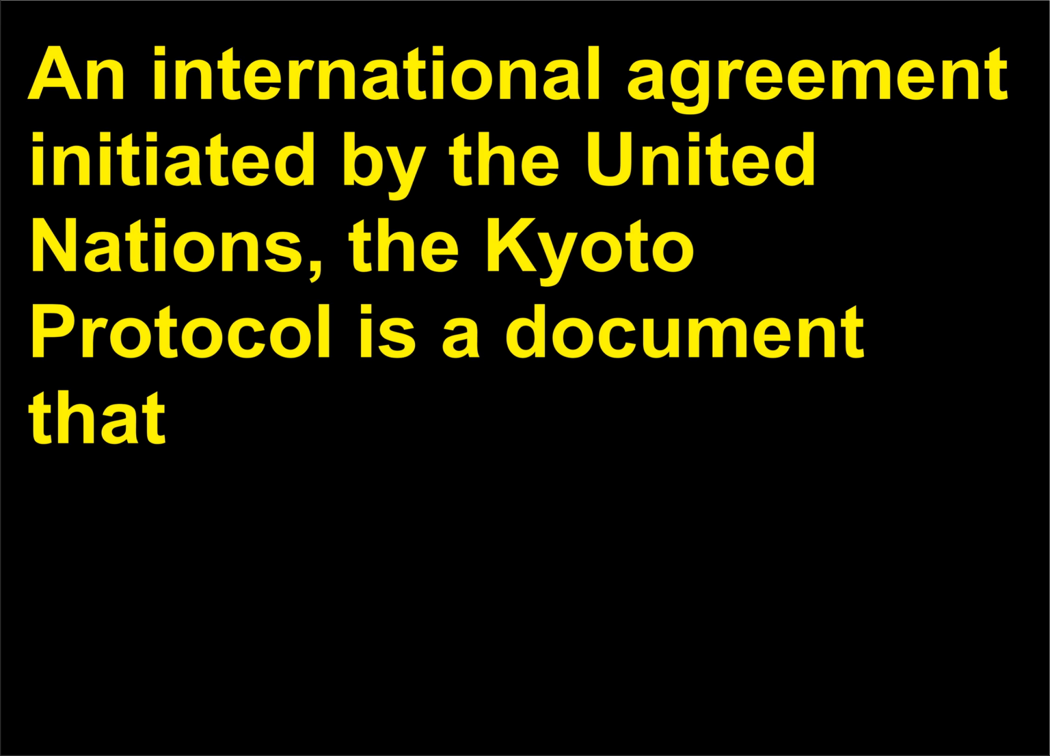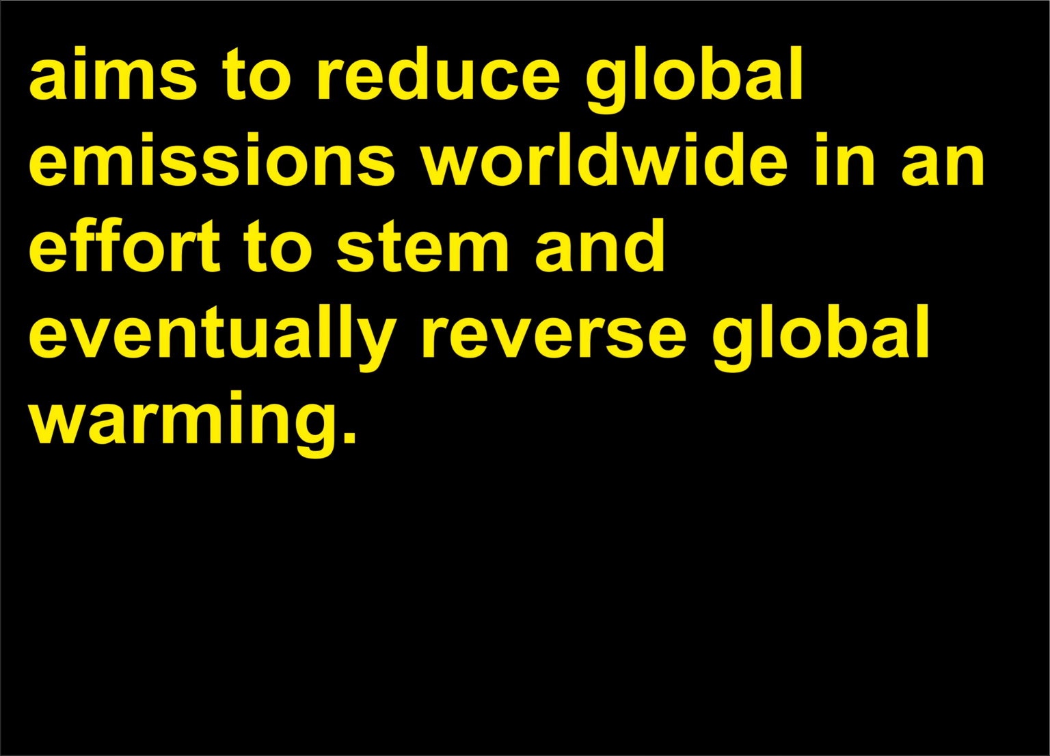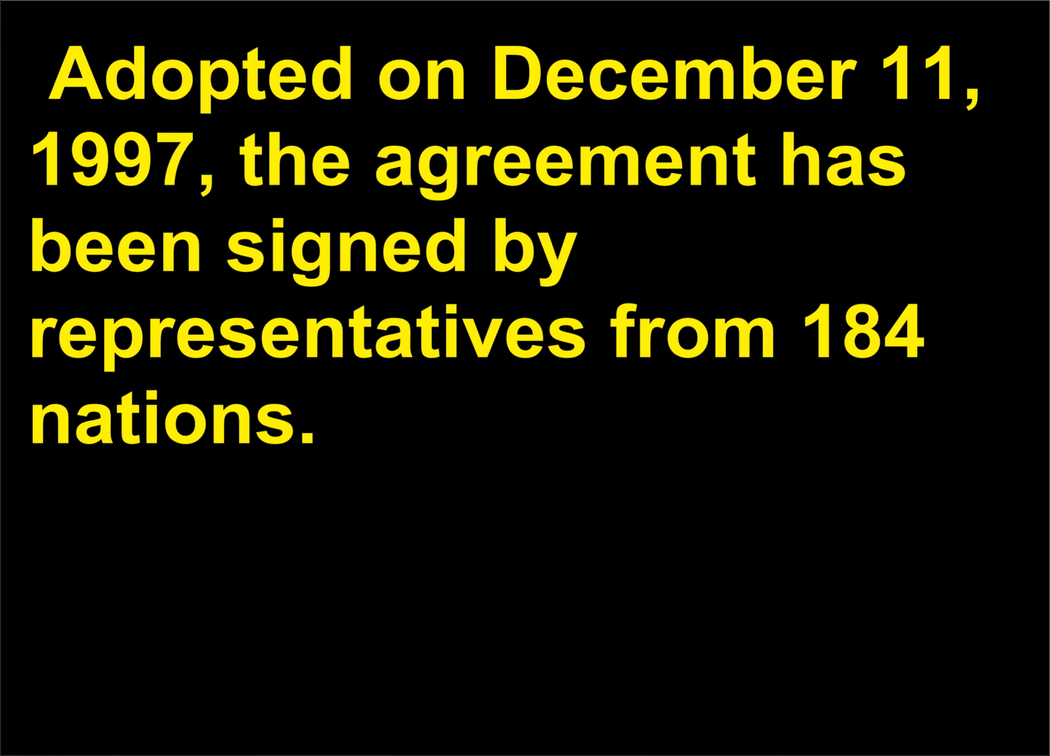An international agreement initiated by the United Nations, the Kyoto Protocol is a document that aims to reduce global emissions worldwide in an effort to stem and eventually reverse global warming. Adopted on December 11, 1997, the agreement has been signed by representatives from 184 nations.